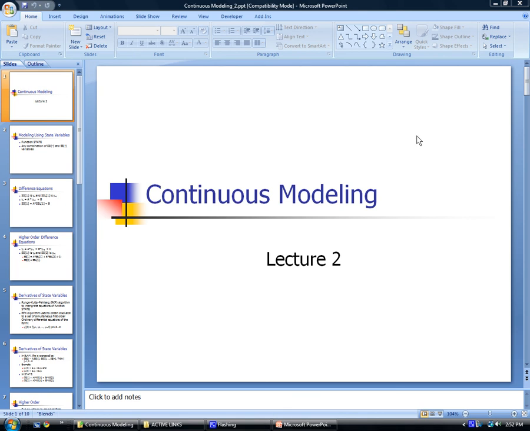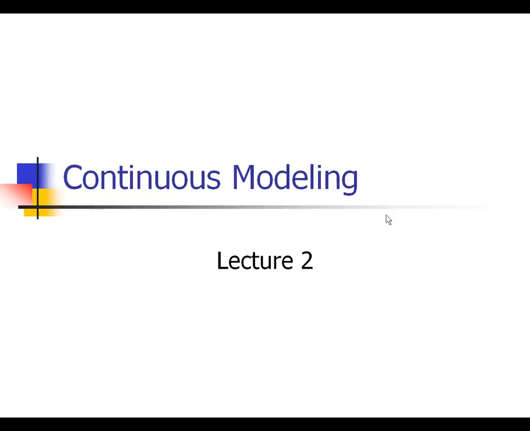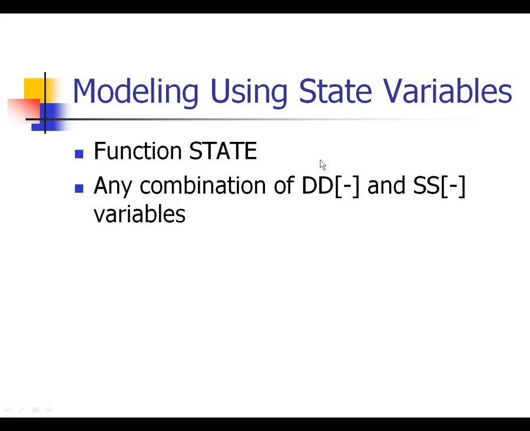This is lecture 2 for continuous modeling. We'll look at some of the more details of building models using the continuous portion of OSM. We've already talked about modeling using state variables, and that's kind of the essence of continuous modeling. So you need to write function state, and you can have any combination of what's called DD and SS variables.